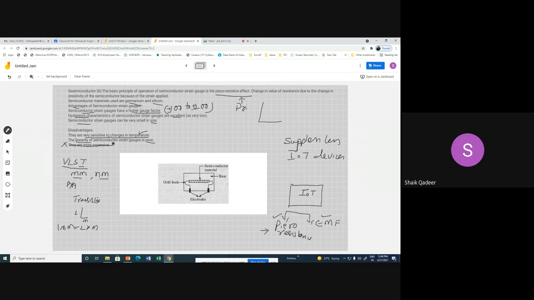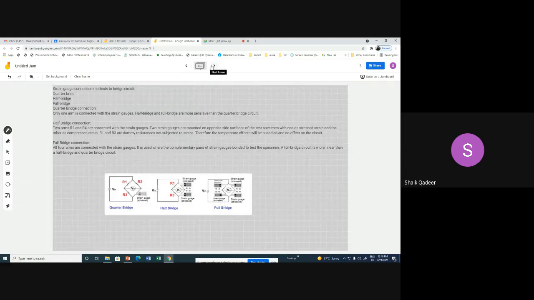Can I move further? This is the diagram. Same thing. Electrodes are there. The connection between the semiconducting material, which is exposed to the applied stress, and the electrode is actually done with some highly conducting medium. Usually gold leads can be used for that. This topic I want to discuss in the next class. Anyhow, at least this much I will explain to you.